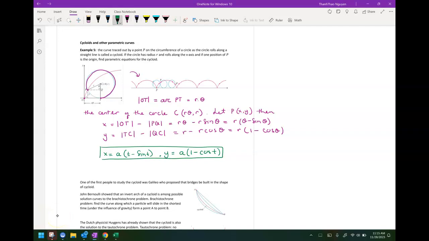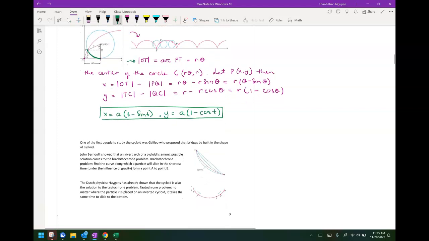In our first step, where I said the distance OT is equal to the arc PT, the arc that we're looking at is this portion here, this green portion. This is the arc. There we go.